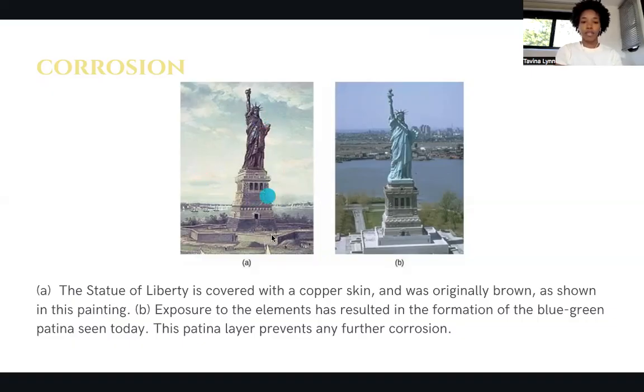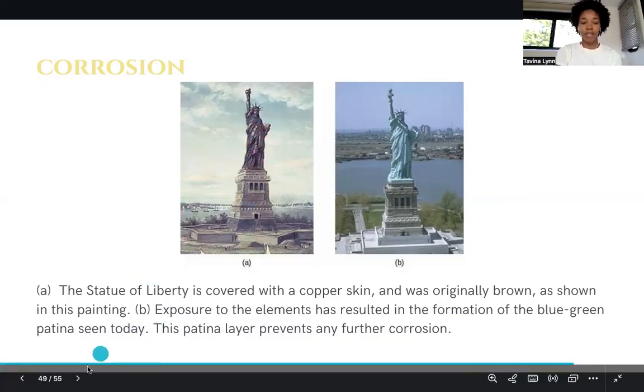So the Statue of Liberty was once this golden or copper color, I should say. It was originally brown because of the copper that it's made of. And exposure to the elements resulted in this blue-green patina color that we see today. And this was due to corrosion, right? Isn't that so interesting to know that this was the original color of the Statue of Liberty?